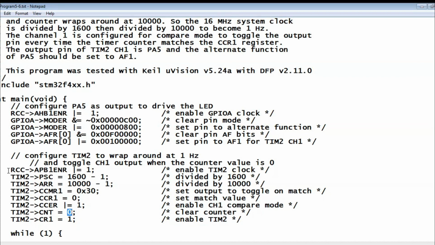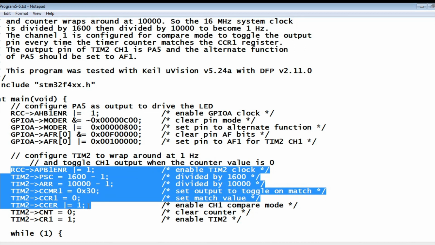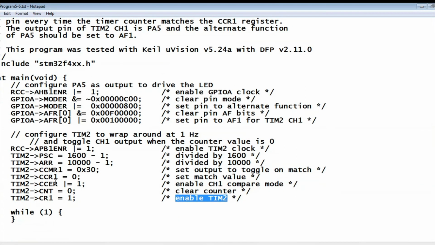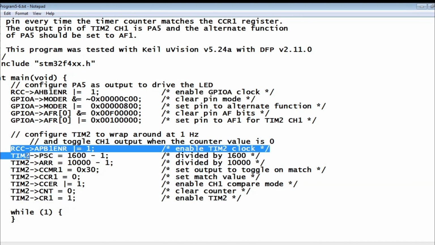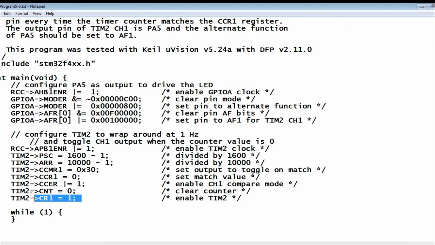So once all the configuration of the timer as well as the compare mode of operation is over, as the last step you need to enable timer 2. Why? Because once timer 2 is enabled, the counter will keep on incrementing, and at each count it will be compared with CCR1. When the counter is equal to CCR1, it will toggle the pin. So enabling of timer 2, or whatever timer it may be, should be written as the last statement after configuration of all the other required peripherals, including the timer. So this should be the last statement.